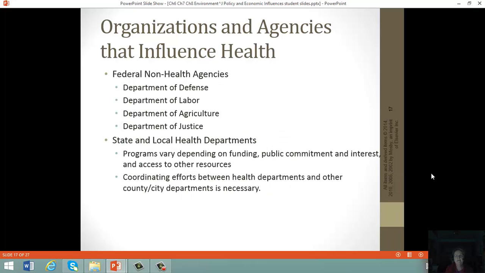Organizations and agencies that influence health. There are some federal non-health agencies, such as the Department of Defense, that manage, monitor and fund the health of military personnel and their families. And then the Department of Labor. You wouldn't think about that as much, but they manage OSHA and the Mine Safety and Health Administration, so they're looking at workplace safety.